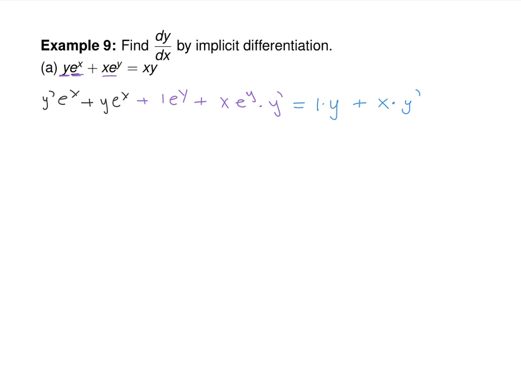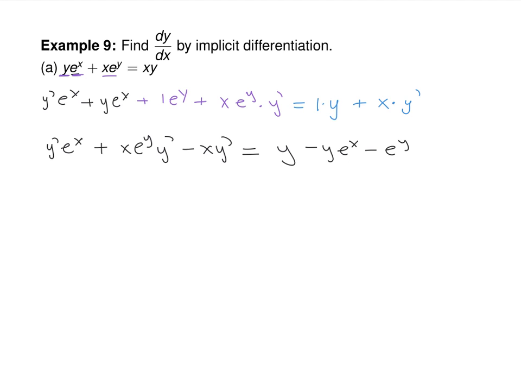Okay, let's get all the y primes on the left side. So you've got y prime e to the x. Who else stays over there? X e to the y, y prime. And then who else is over there? And it's positive or negative? Okay. On the other side, you have y minus y e to the x. There you go.